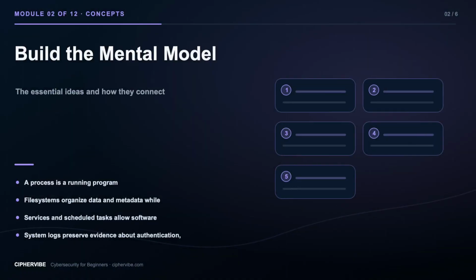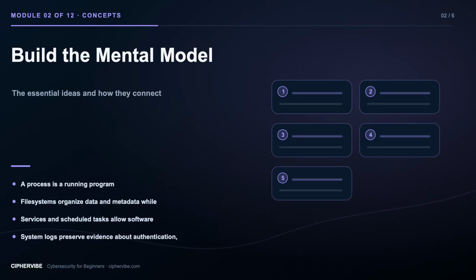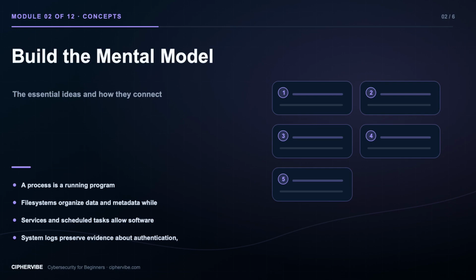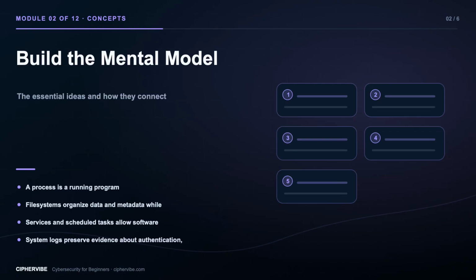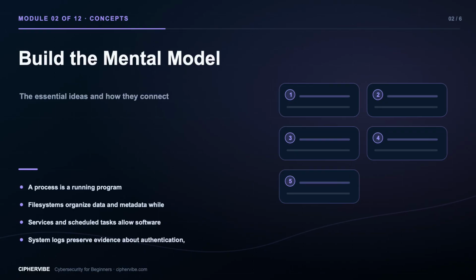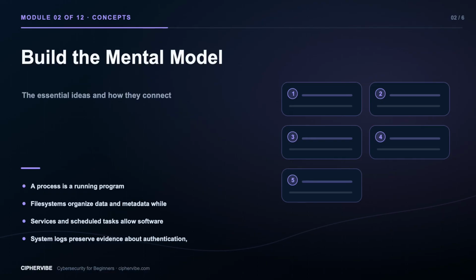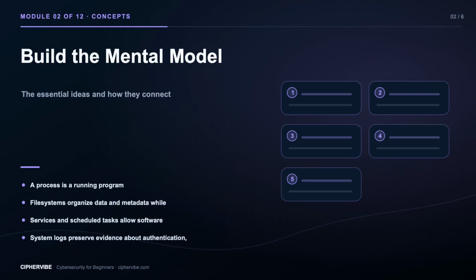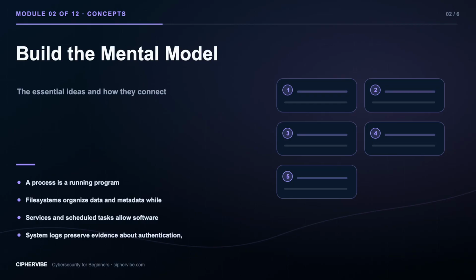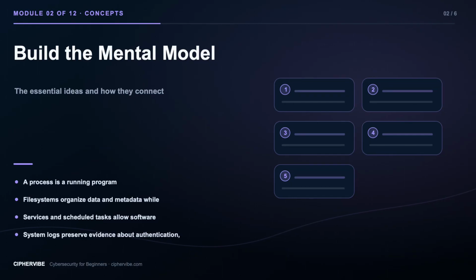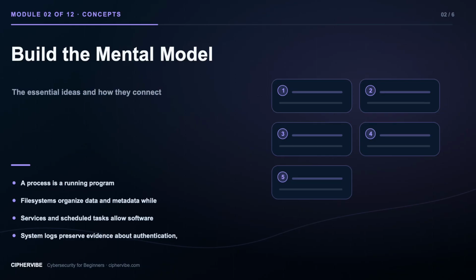Start with 4 concepts that provide the vocabulary for how computers and operating systems work. First, a process is a running program with memory, an identity, permissions, open files, and network connections. Second, file systems organize data and metadata, while permissions govern who can read, change, execute, or delete resources. Third, services and scheduled tasks allow software to run in the background and often operate with elevated privileges. Fourth, system logs preserve evidence about authentication, process activity, service changes, errors, and policy decisions.